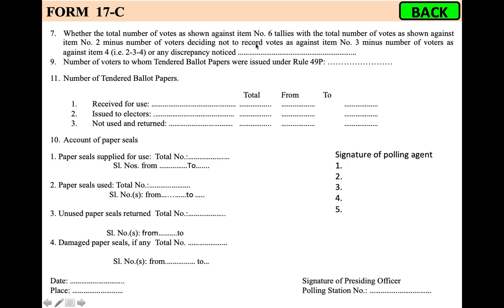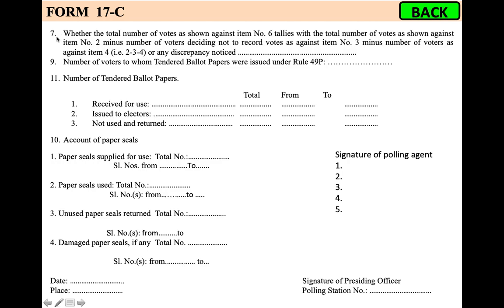Of course it will be yes, because the total number of votes in the control unit will be equal to the total number of actual voters that turned out today, minus how many were not allowed to vote, minus how many did not want to vote. So the total actual number of voters that turned out on that day, minus how many did not wish to vote, minus how many were not allowed to vote, has to be equal to point number 6, which is the total number of votes in the control unit.